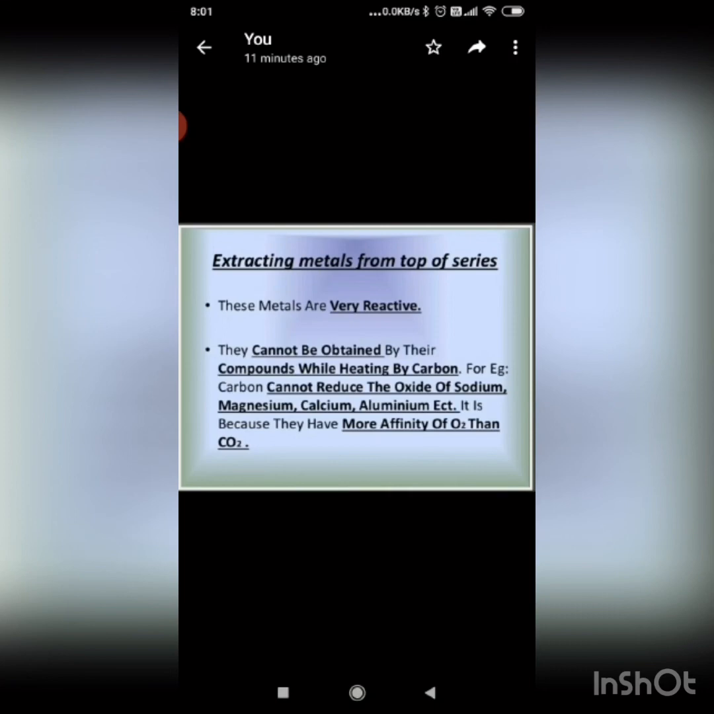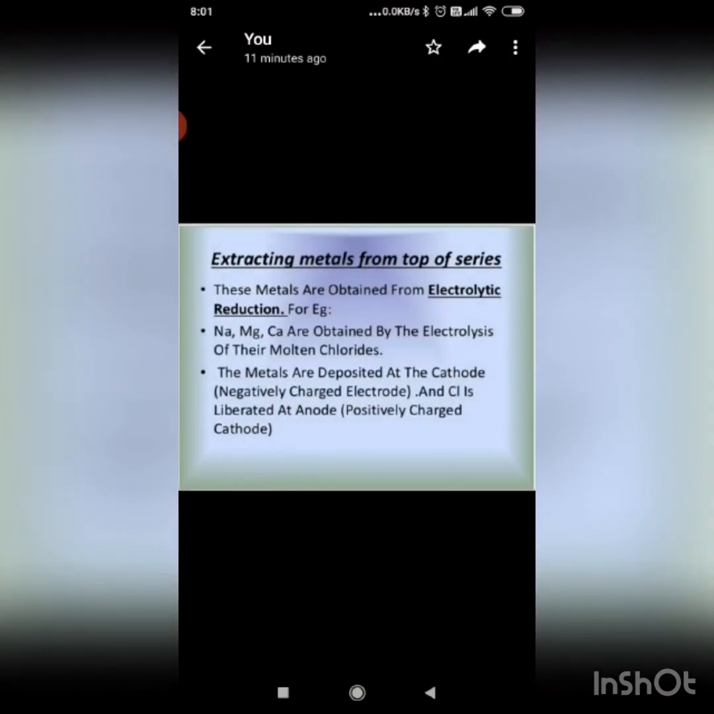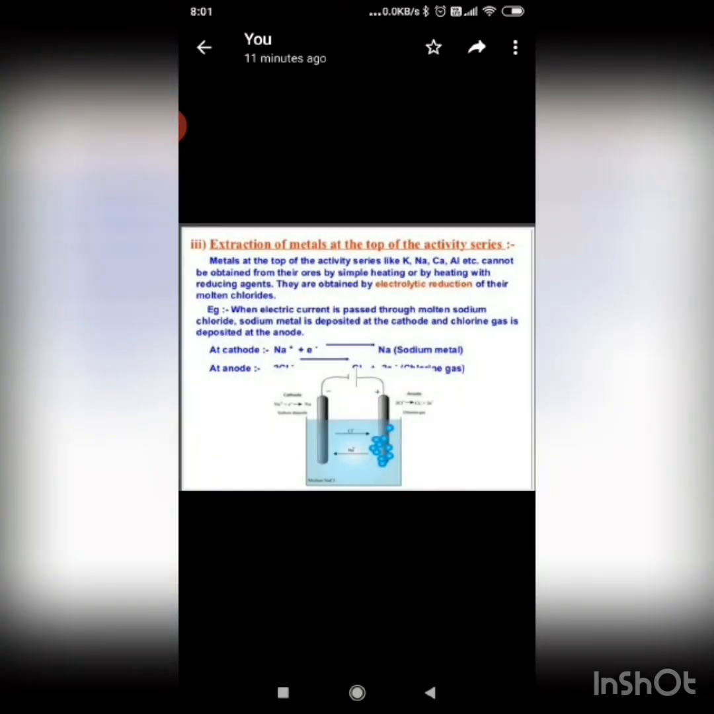Metals of high reactivity such as sodium, calcium, magnesium, aluminium, etc. are extracted from their ores by electrolytic reduction. These metals cannot be reduced using carbon because carbon is less reactive than them. So what is electrolytic reduction? Electric current is passed through the molten state of metal ores. The metal, being positively charged, is deposited over the cathode.